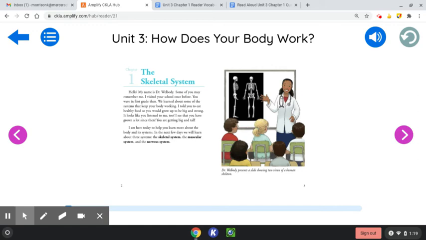I am here today to help you learn more about the body and its systems. In the next few days, we will learn about 3 systems: the skeletal system, the muscular system, and the nervous system. Okay, and then over here, the caption under the picture says, Dr. Wellbody presents a slide showing 2 views of a human skeleton. Okay, so let's turn our page.